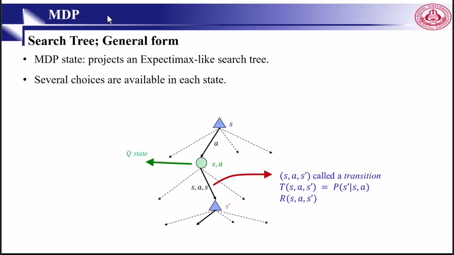Each MDP state projects an Expectimax-like search tree. In each state, we have several choices. We can take an action. The action takes us to the next state. So you can see here we are in S, we take an action, and then we will move here and there based on the action that we take in every state.